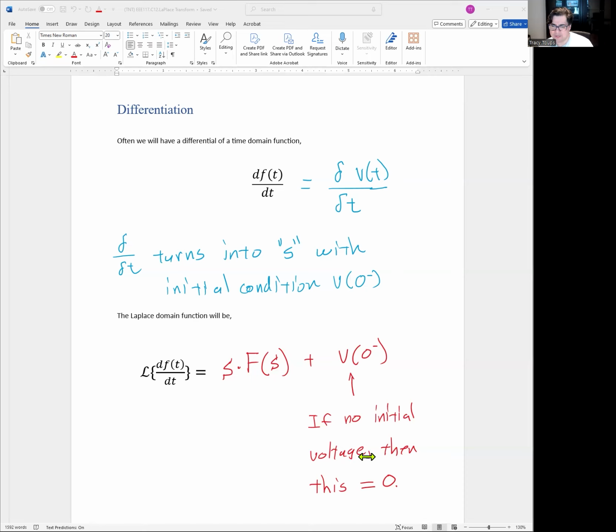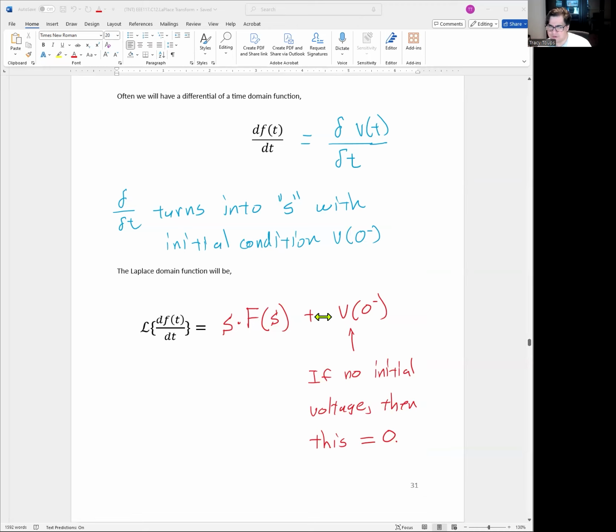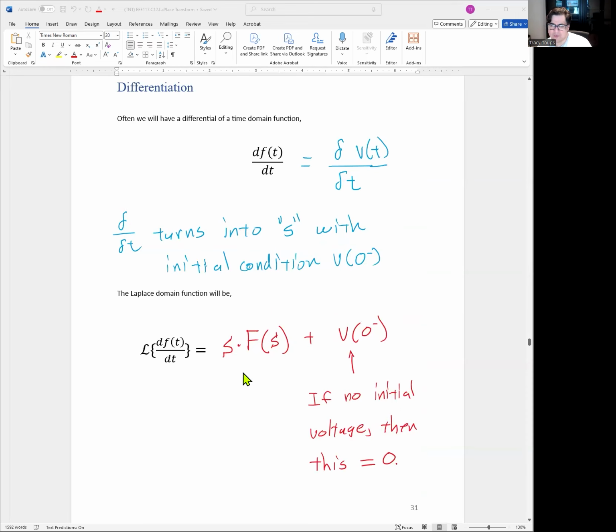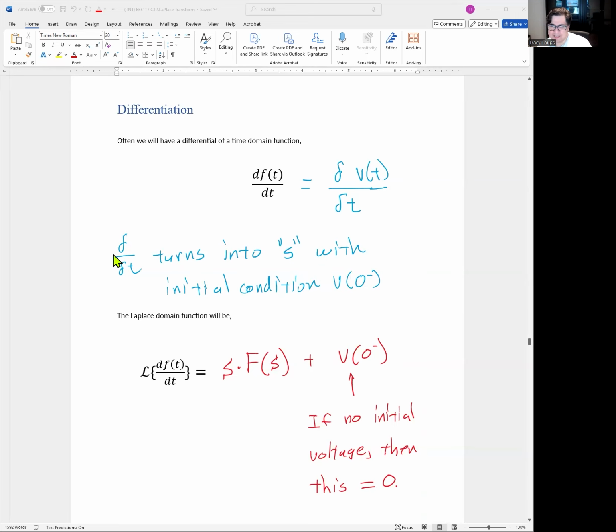You basically take the circuit at t equals 0, just literally do the circuit and the math of the circuit to see what the initial voltage is, and that's what the pre-charged capacitor is. Okay, we'll see it a few times. Okay, big takeaway here: d over dt is s. That's all you need to know.